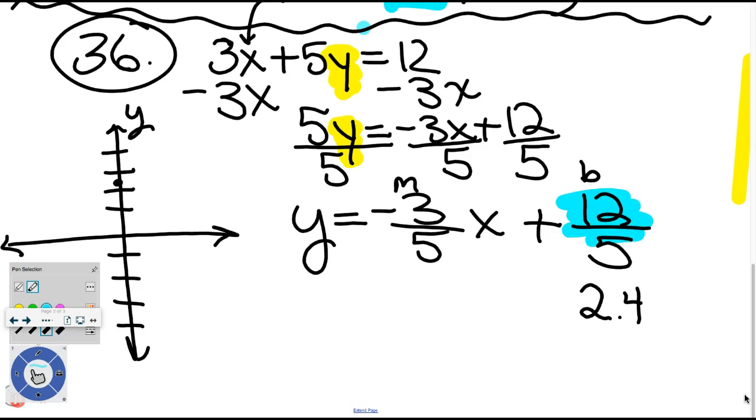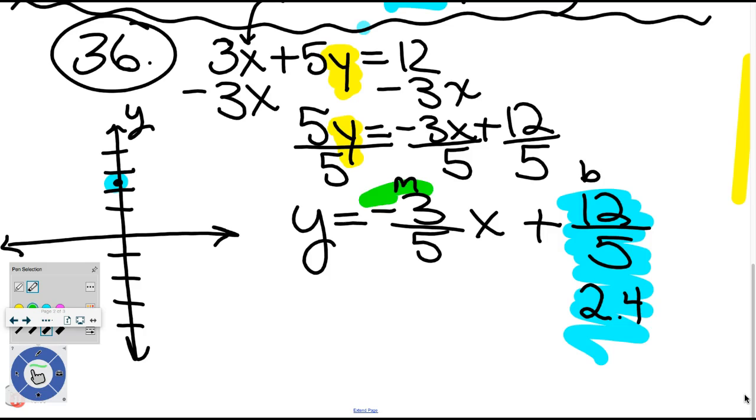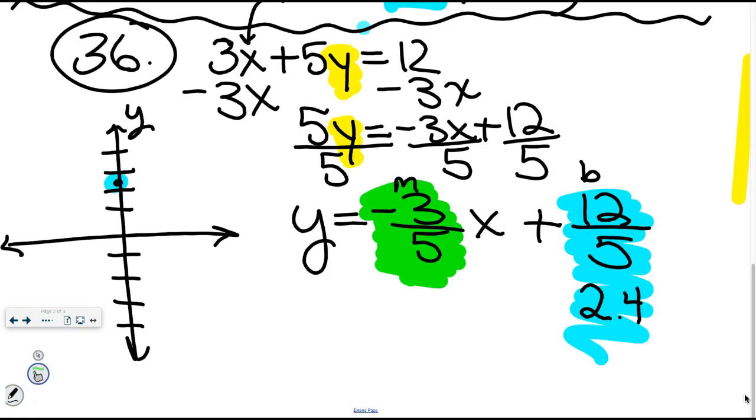That gets plotted. Am I going too fast, Leah, or am I good? Okay. So I've got my y-intercept. Then I'm going to take my slope in bright green here, and I'm going to put my pen on that y-intercept, and I'm going to drop 3. 1, 2, 3, and run 5. 1, 2, 3, 4, 5. And again, I'm not on graph paper, but you get the general gist of it. Then you just connect the points.